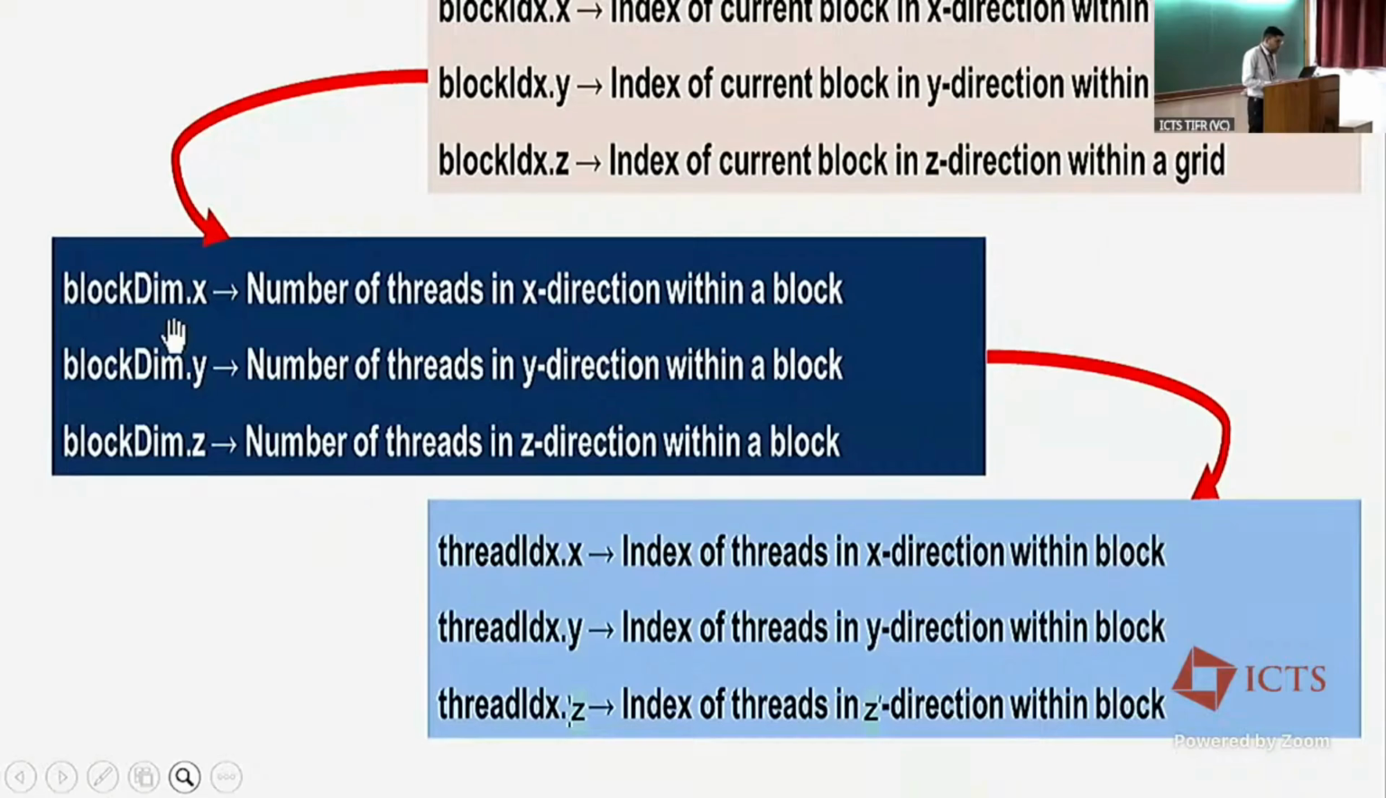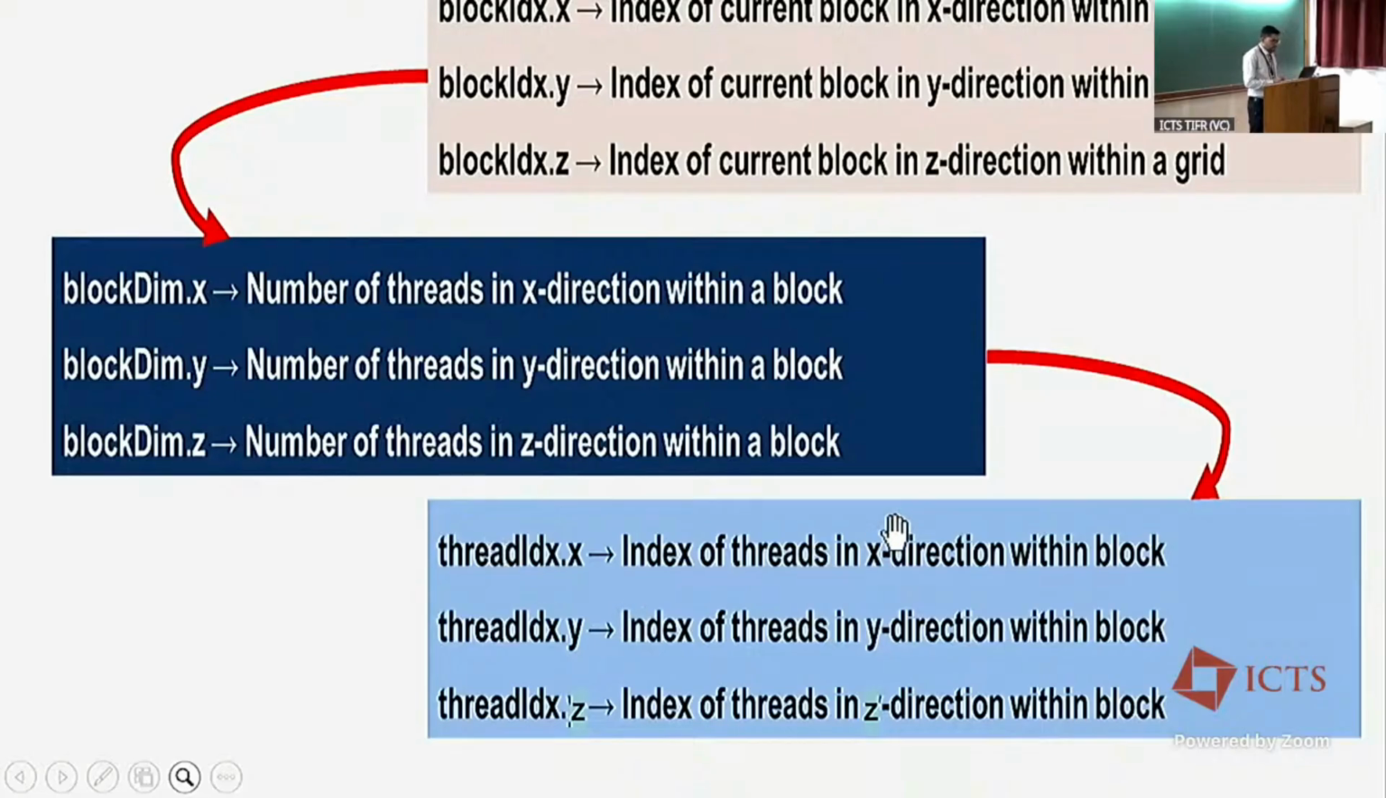Then blockDim.x. In the block, we have multiple threads, right? For the number of threads in the x direction within a block, we can use blockDim.x. If we want to identify how many threads are in the y direction within a block, we can use blockDim.y. If you want to see the number of threads in the z direction within a block, then we use blockDim.z.